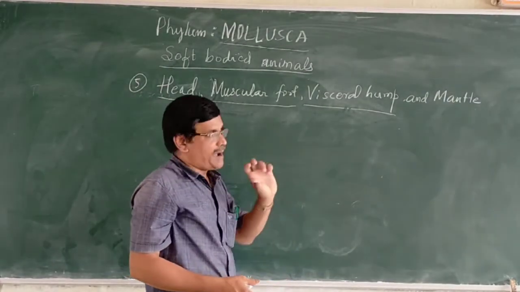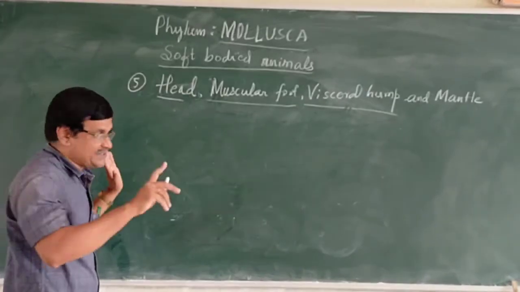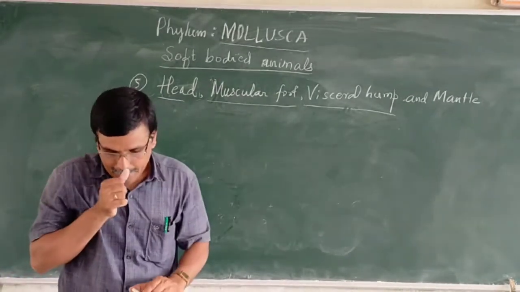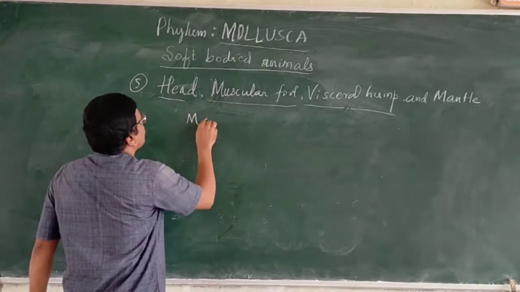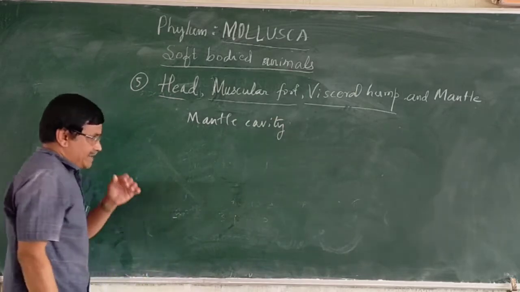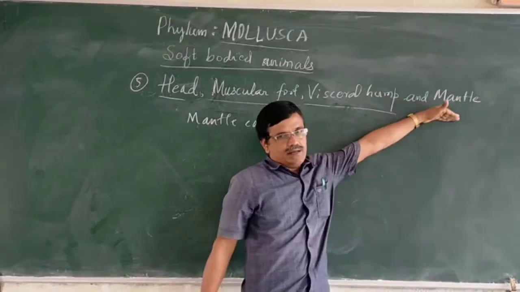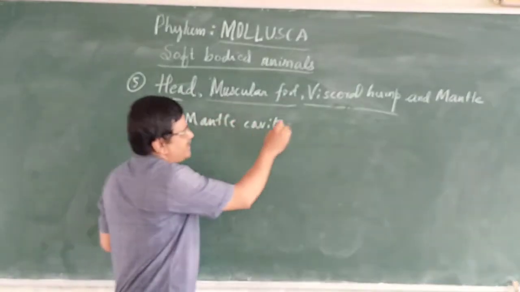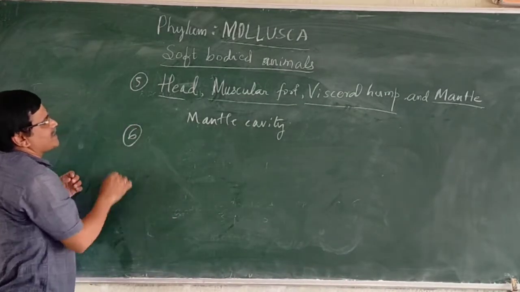There is a gap between the visceral hump and the mantle. This space is known as the mantle cavity. Mantle cavity is the space between the visceral hump and the mantle. The main function of the mantle is to secrete shell.